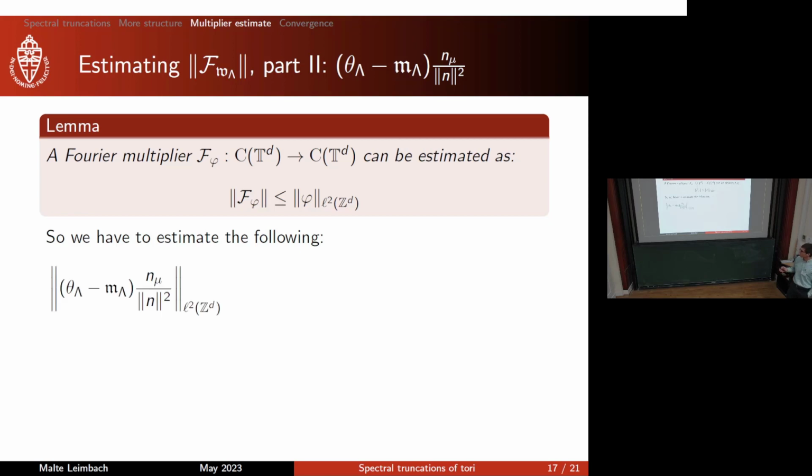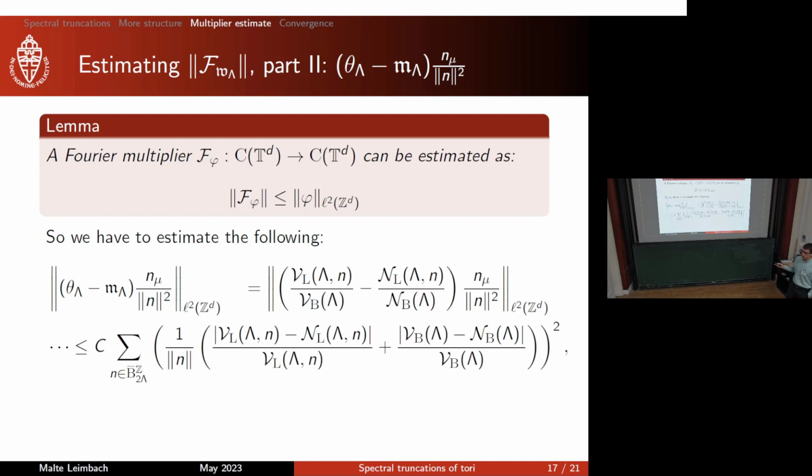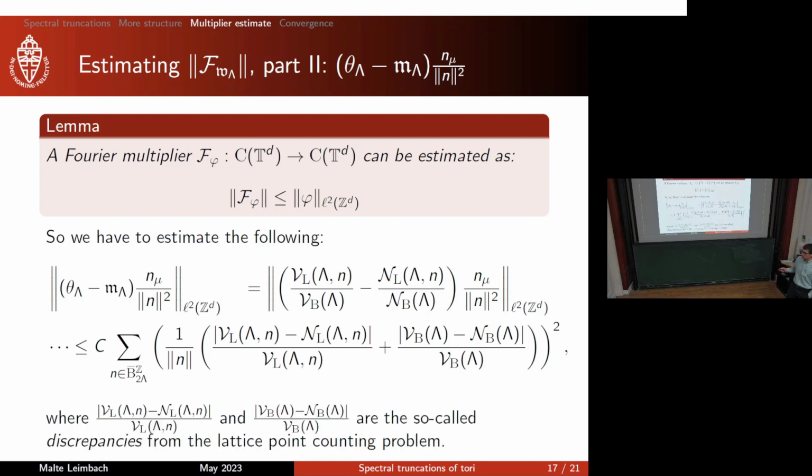So what we're going to have to try to estimate is this one. And, well, this is just written out what it is. This doesn't look any easier, but here I just apply the triangle inequality. That's strategic. And what you now find is these two quotients. And these have a name. They're called discrepancies by people who study this lattice point counting problem.